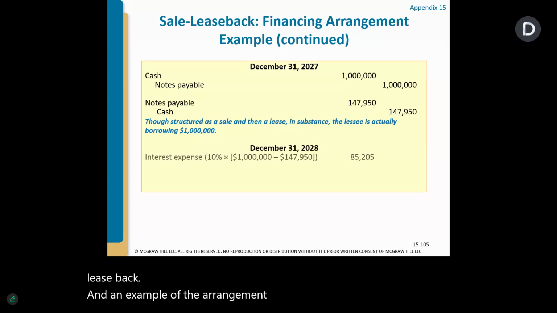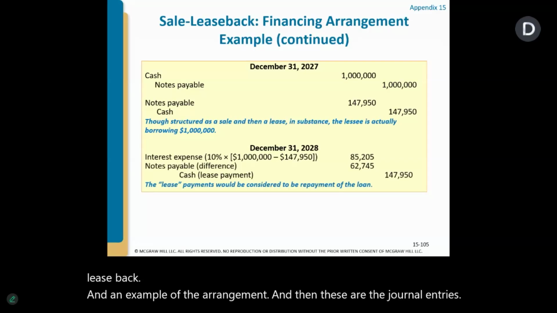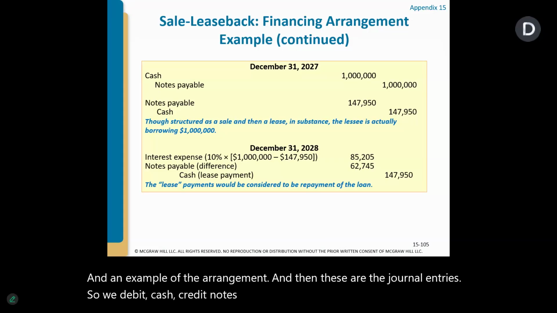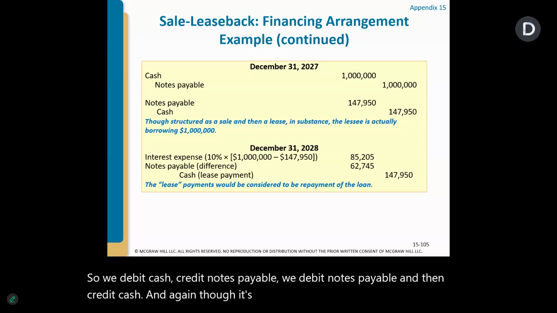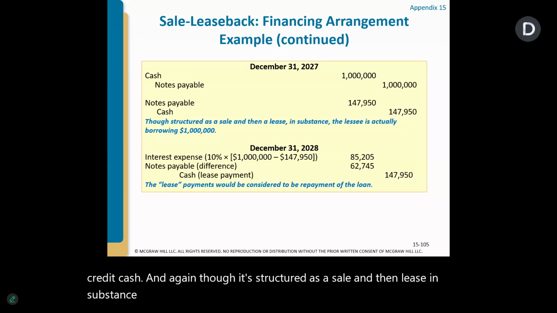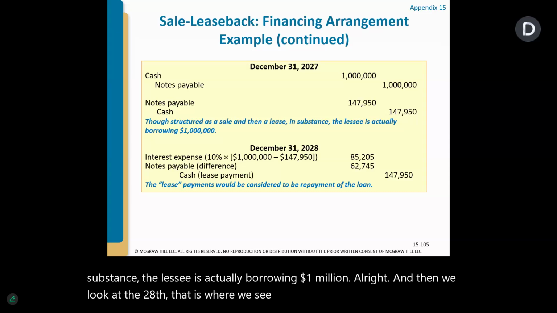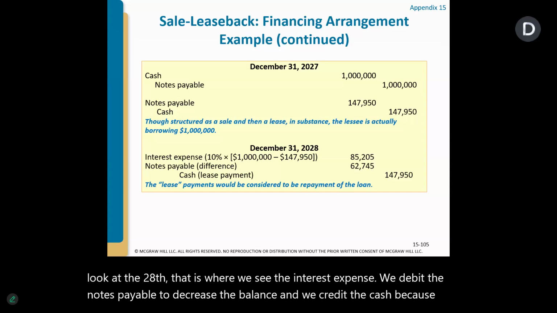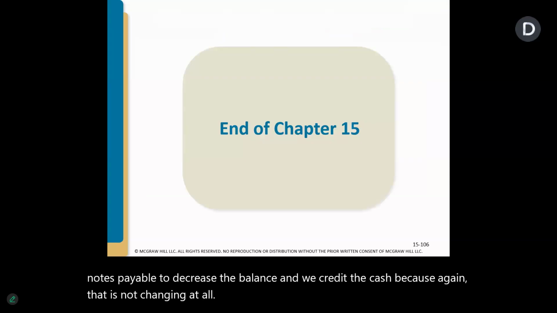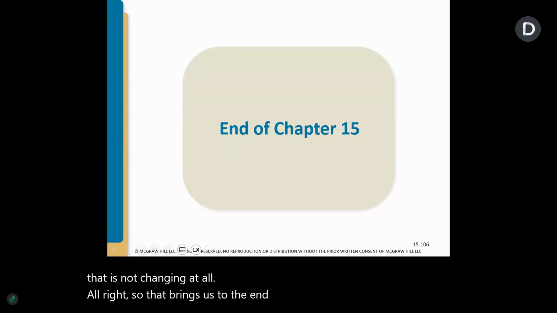And then these are the journal entries. So we debit cash, credit notes payable. We debit notes payable and then credit cash. And again, though it's structured as a sale and then a lease, in substance, the lessee is actually borrowing $1 million. All right, and then we look at the 28th. That is where we see the interest expense. We debit the notes payable to decrease the balance, and we credit the cash because, again, that is not changing at all.